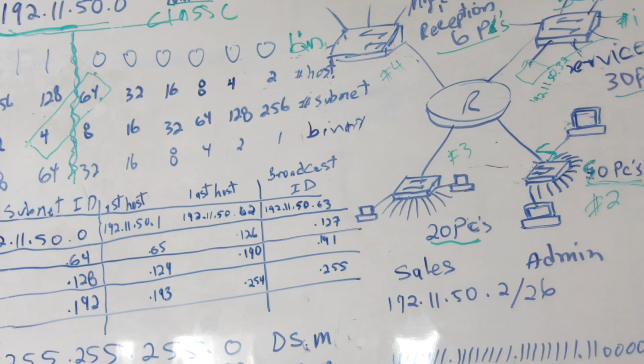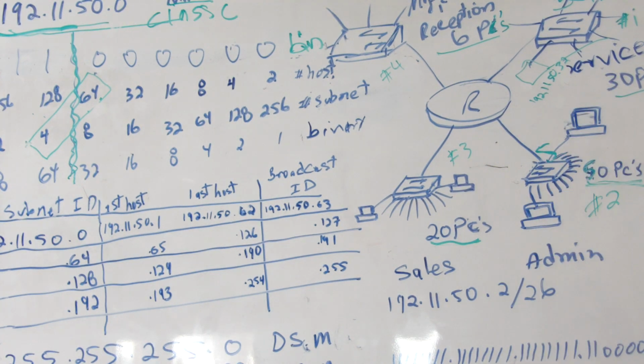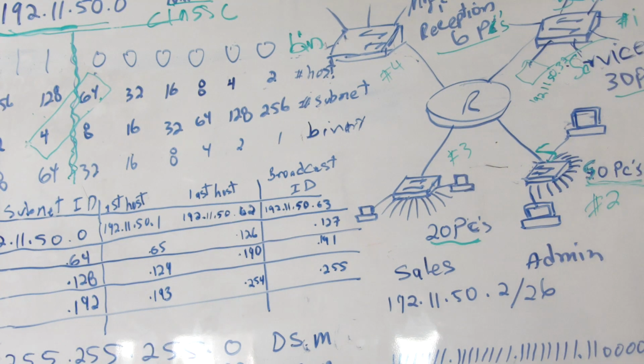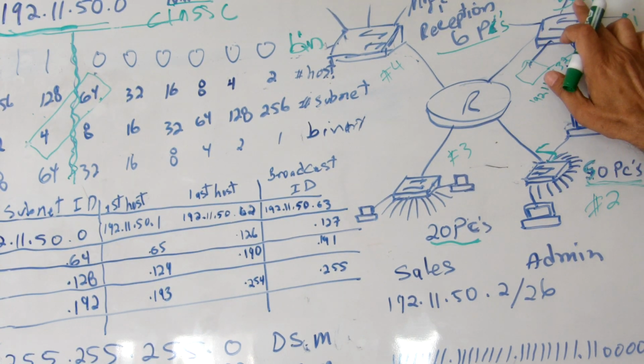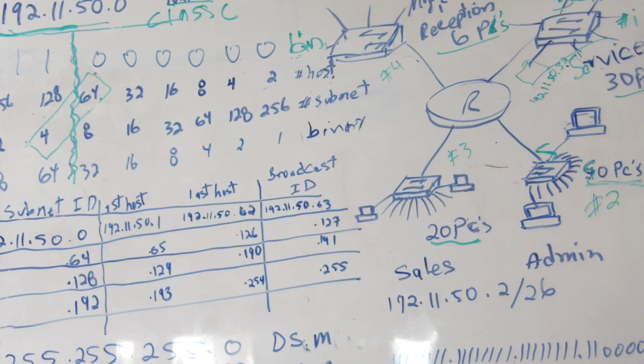So the last computer or device in this department, which is the service department, and the first IP address for this computer starts from, there are 30 of them. The first one is 192.11.50.2, and the second one is 192.11.50.3, and so on up to 32.